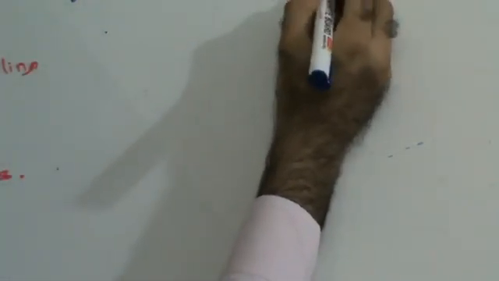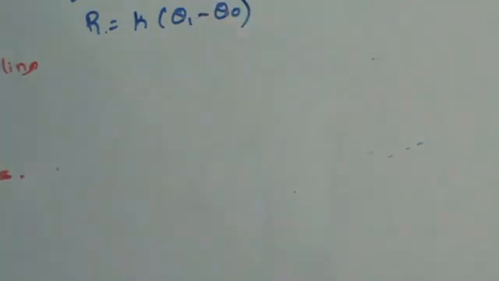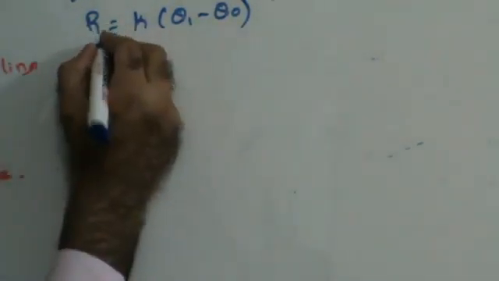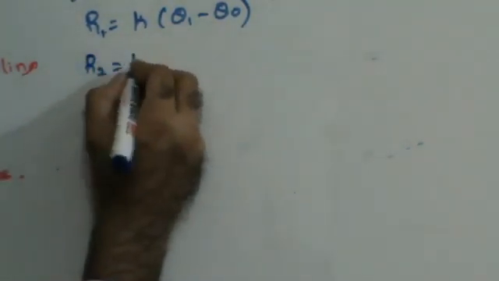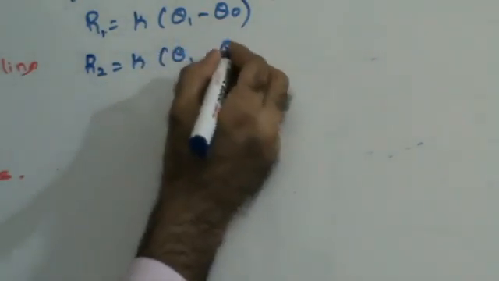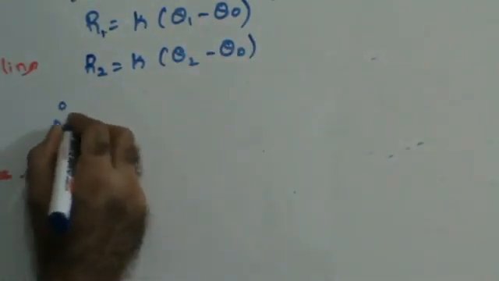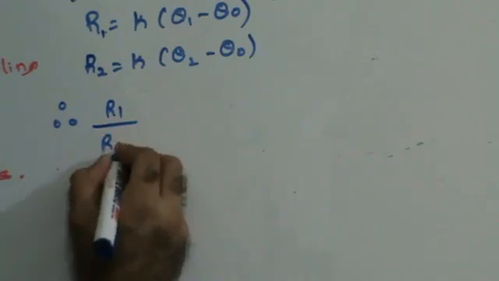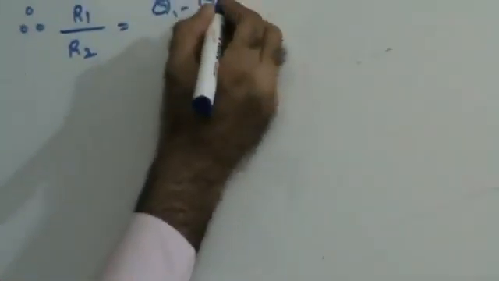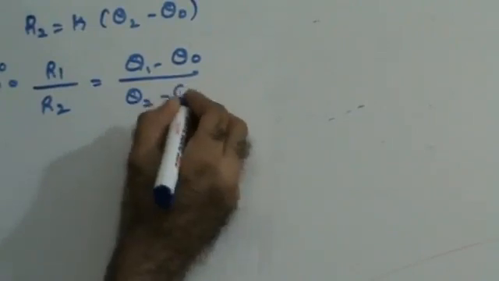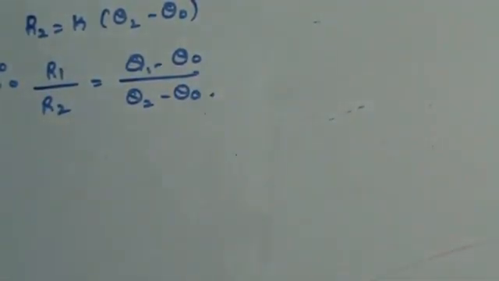Let's consider Newton's law of cooling. Newton's law of cooling says that the rate is K times theta 1 minus theta 0, the excess temperature of the body over the surrounding. So I can say that R1 is K times theta 1 minus theta 0. Similarly, R2 is K times theta 2 minus theta 0. Therefore, R1 upon R2 is theta 1 minus theta 0 upon theta 2 minus theta 0. The only unknown there is theta 0, so you will come to know the temperature of the surrounding.